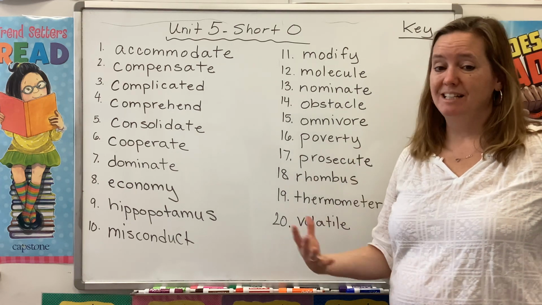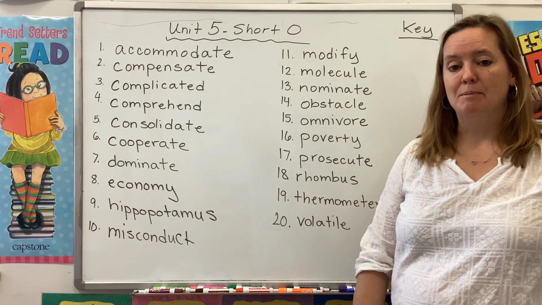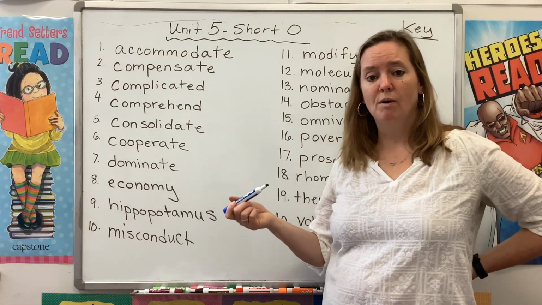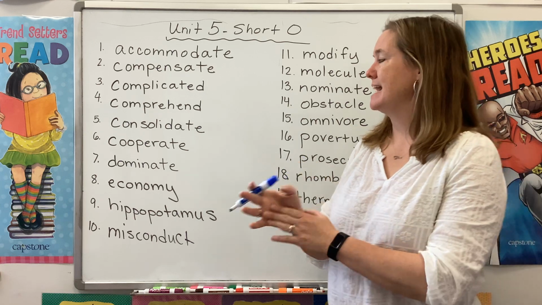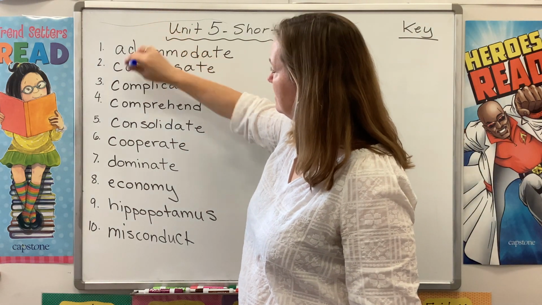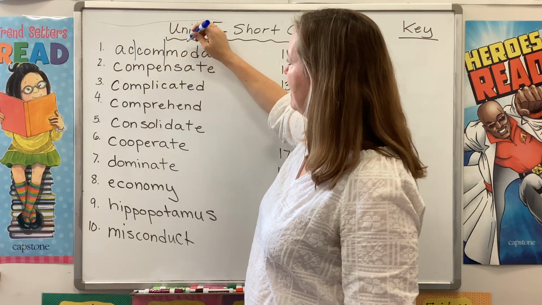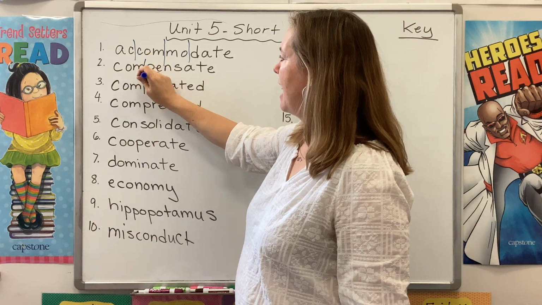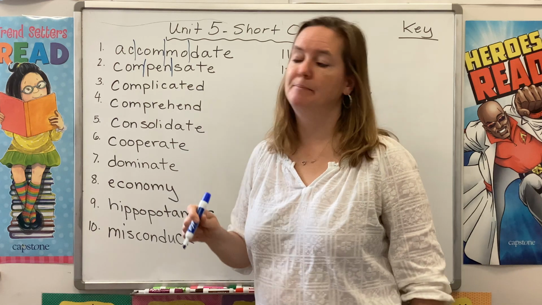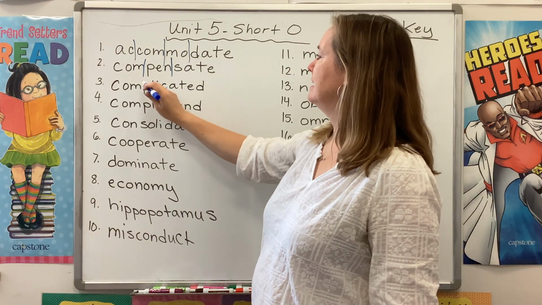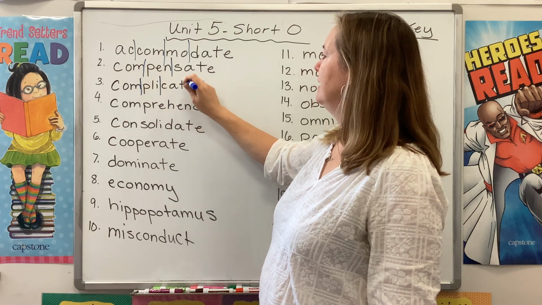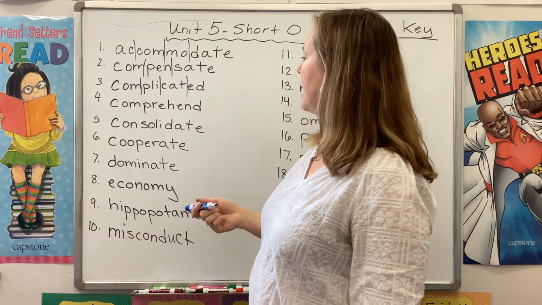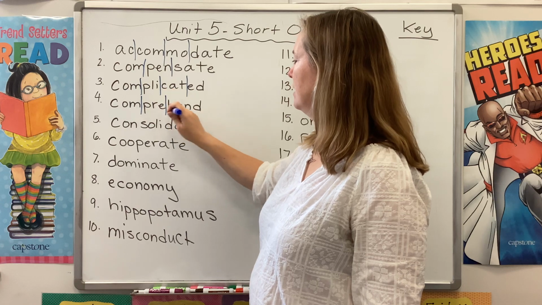Okay, we have really big words, but we're not scared. We're just going to break them into smaller chunks called syllables. So choose a color, and the first word we're going to slice is accommodate. We're going to slice it between the C's, and then between the M's, and then after the O. Accommodate. Compensate. After the M and after the N. Complicated. Complicate, yeah. Comprehend.